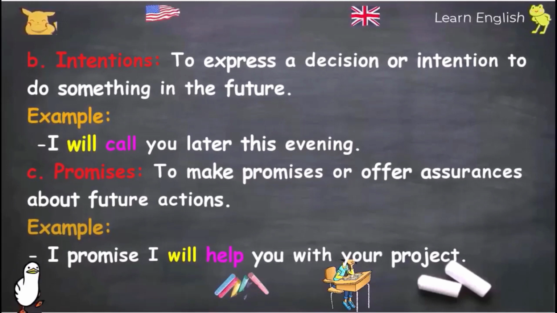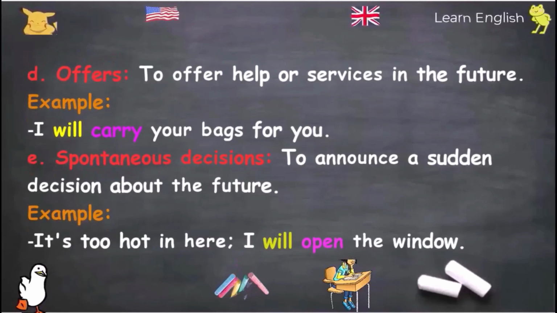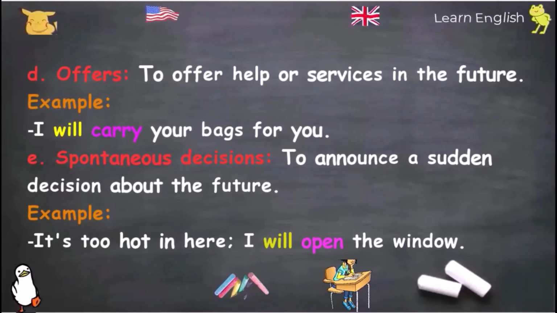Promises. To make promises or offer assurances about future actions. Example. I promise I will help you with your project. Offers. To offer help or services in the future. Example. I will carry your bags for you. Spontaneous decisions. To announce a sudden decision about the future. Example. It's too hot in here, I will open the window.